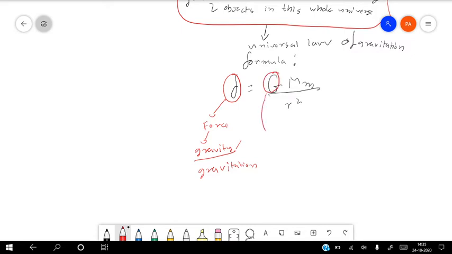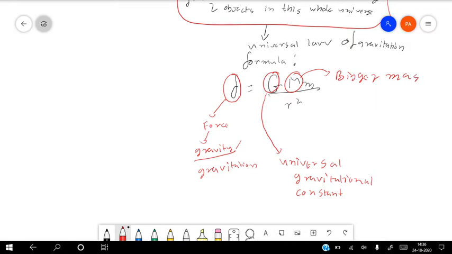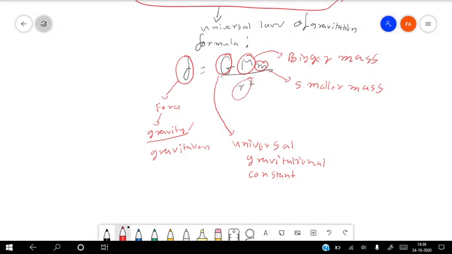G is the universal gravitational constant. I will be discussing this in a few minutes. M is the bigger mass, and small m is the smaller mass. R is the distance. You can also write it as d square. And the distance is squared.